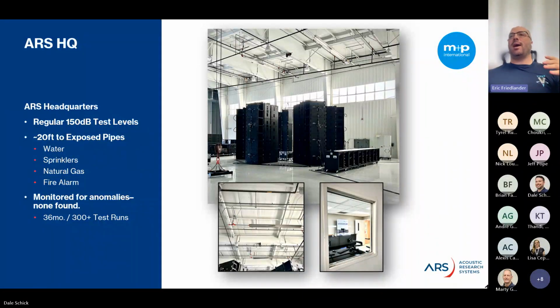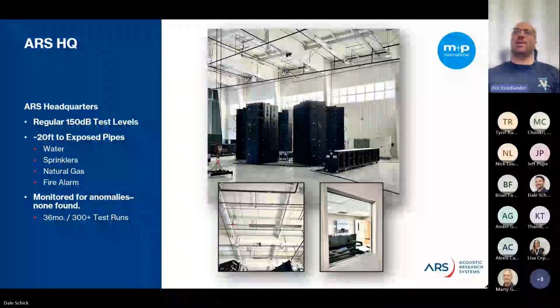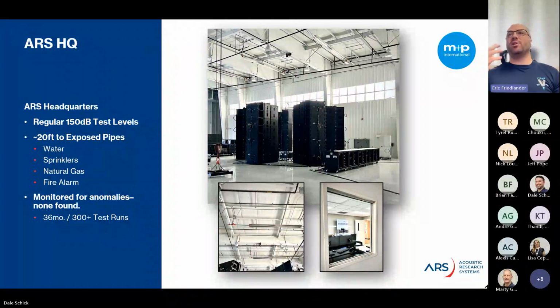And this is close to a typical high bay at an aerospace company. It has exposed rafters. We have exposed pipes. We have windows, sprinklers. We did our safety analysis before moving into the building several years ago.